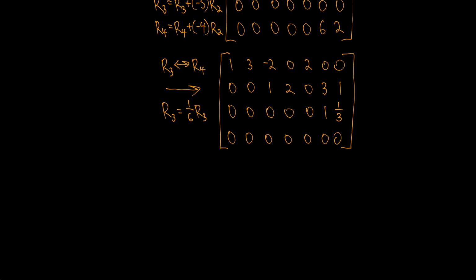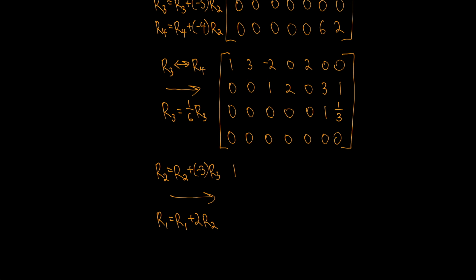So how about we take row 2 and we can add -3 times row 3 to cancel out this 3. And we could take row 1 and add 2 of row 2 to it to cancel out that -2. So row 2 will be equal to row 2 plus -3 times row 3. And row 1 will be row 1 plus 2 times row 2.